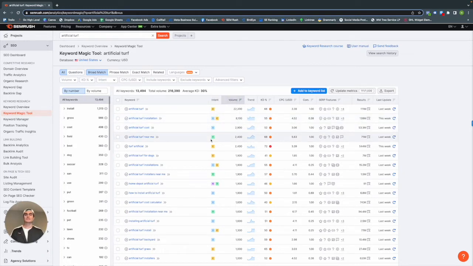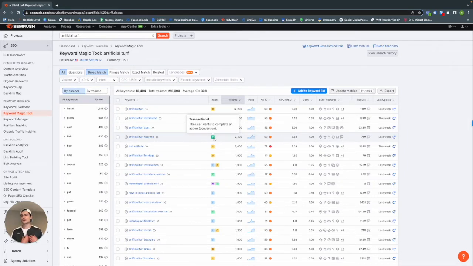And then we have artificial turf near me. This is kind of a tricky one, but as you can see here, it's transactional. It says the user wants to complete an action, right? So they want to purchase artificial turf, right? However, the keyword artificial turf near me, it could mean different things.